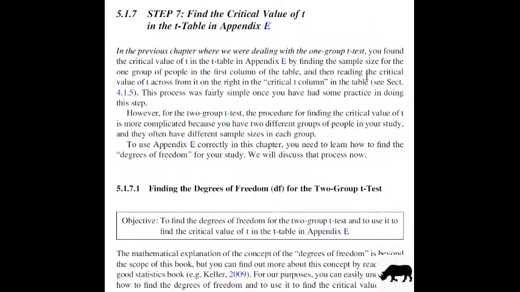Step 7. Find the critical value of t in the t-table in Appendix E. In the previous chapter, where we were dealing with the one-group t-test, you found the critical value of t in the t-table in Appendix E by finding the sample size of one group of people in the first column of the table, and then reading the critical value of t across from it on the right in the critical t column in the table. This process was fairly simple once you have had some practice in doing this step.